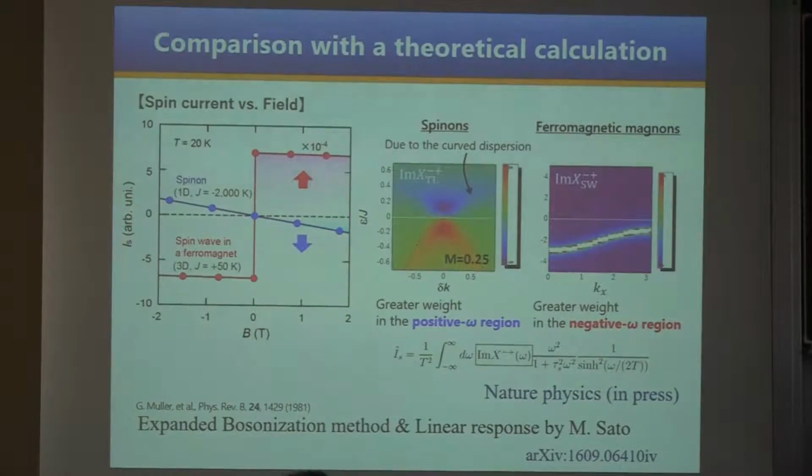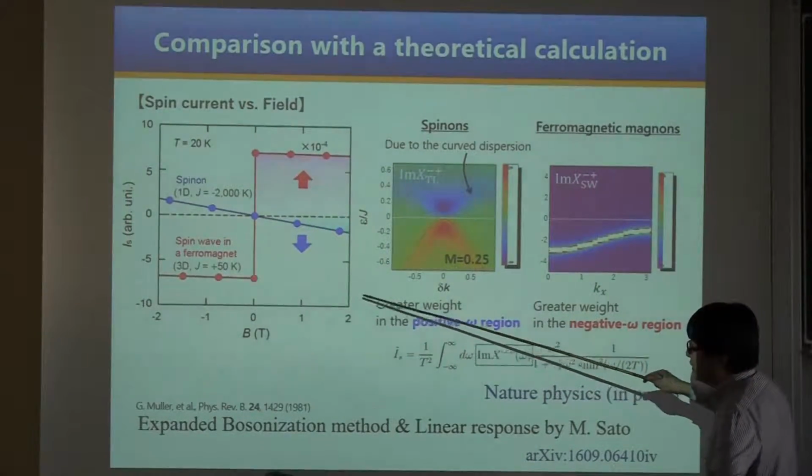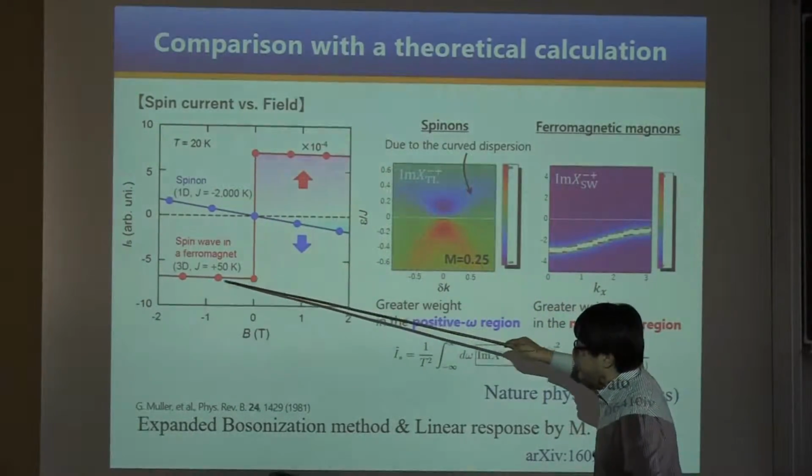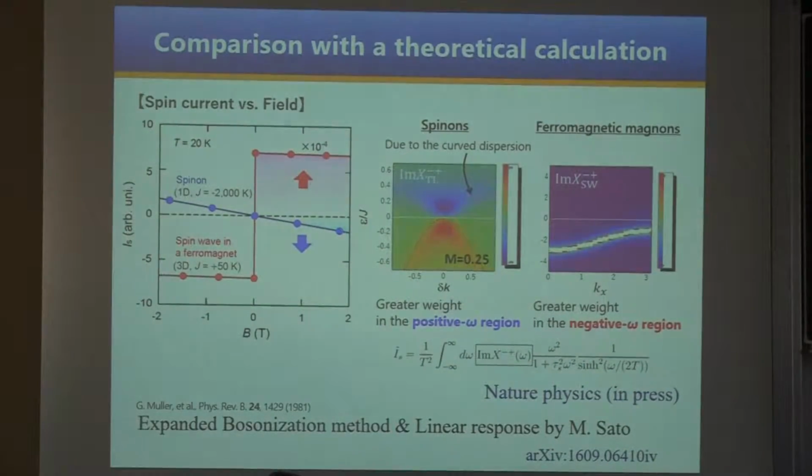In fact, what is observed is consistent with the calculation for the spinon spin Seebeck effect, which is based on the extended bosonization method under linear response theory written by Sato-san. So this calculation reproduces a negative spin Seebeck effect proportional to the field. So this is a ferromagnetic case, a spin wave case, and this is a spinon case. So for the details of the calculation, please refer to this site.